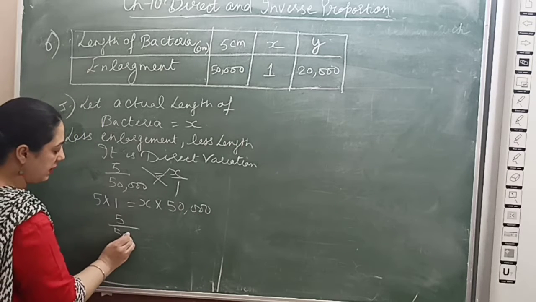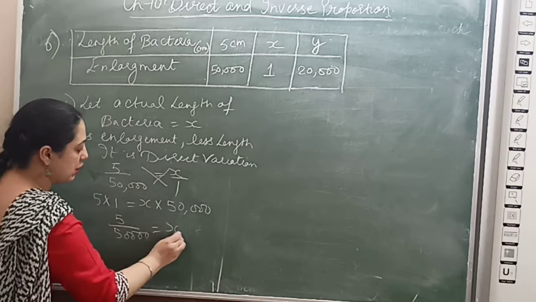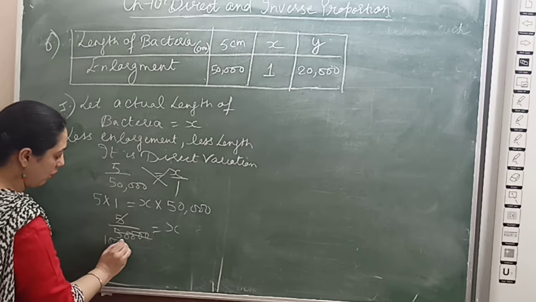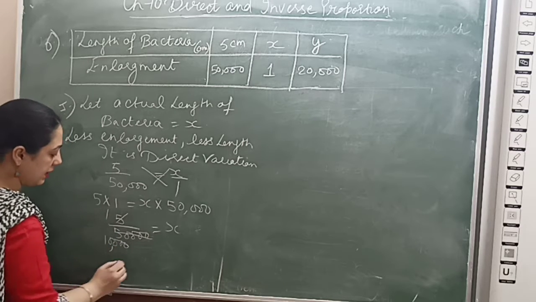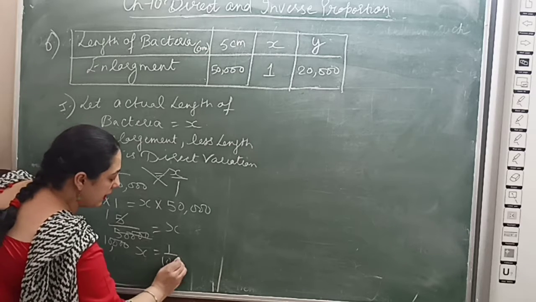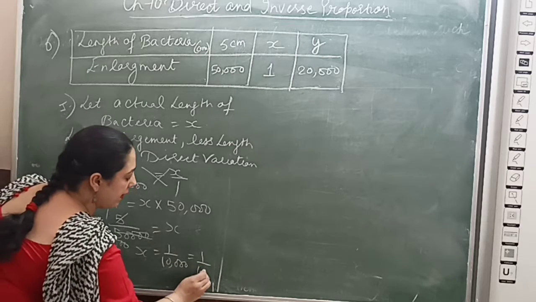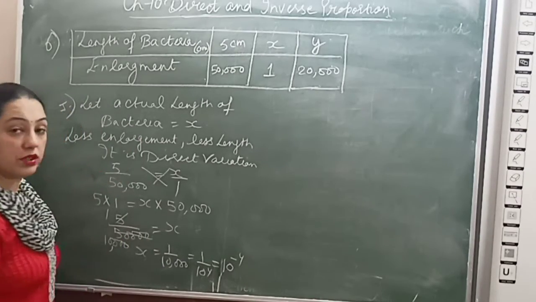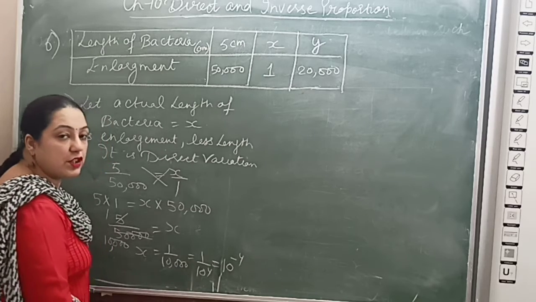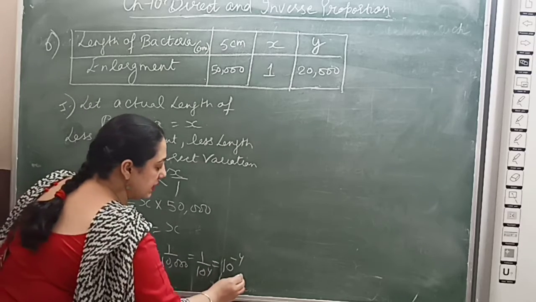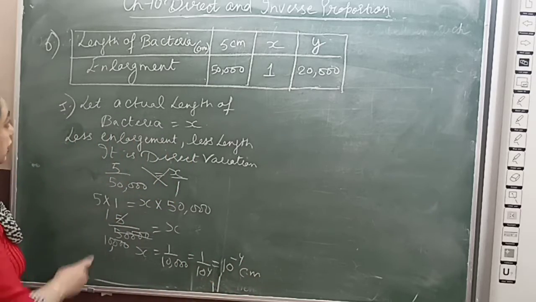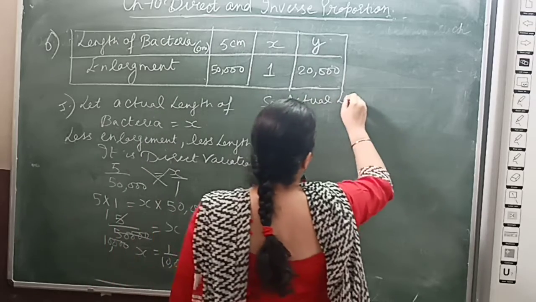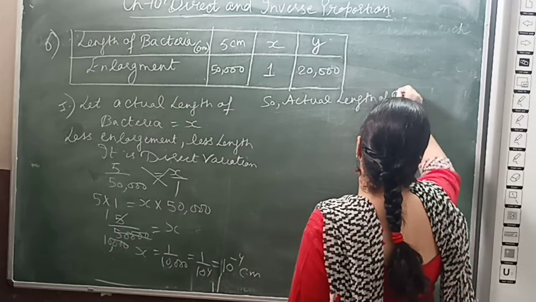Now beta, 5 divided by 50,000 is equal to x. 5 cancels 5 in 50,000, and we will get 1 over 10,000. Right? So x is 1 over 10,000, which means 1 over 10 raised to power 4, and it means 10 raised to power minus 4. According to the law of exponents, we know 1 over x raised to power m is x raised to power minus m. So, what is the actual length of the bacteria? So, write down actual length of bacteria.